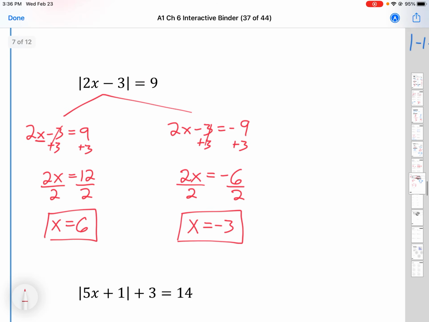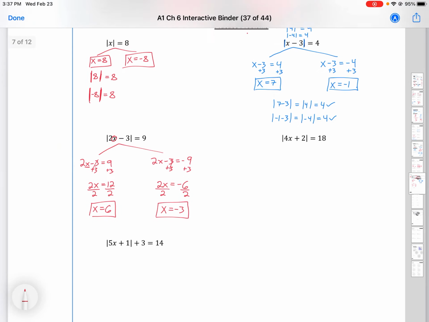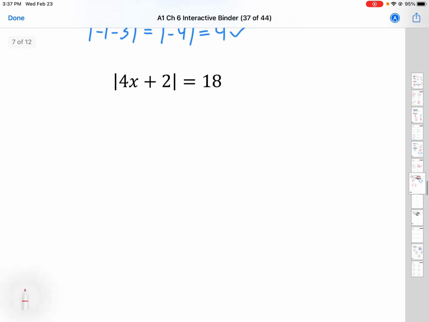When you plug in 6 for x here, it's going to be 12 minus 3, which is 9. And then when you plug in -3, it's going to be -6 minus 3, which is going to be -9, and the absolute value of that -9 is 9. All right, so absolute value equations.